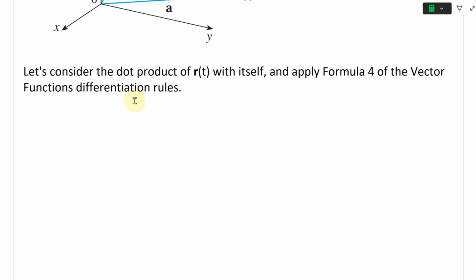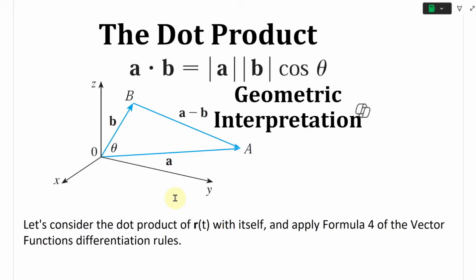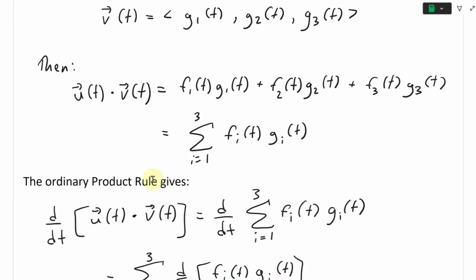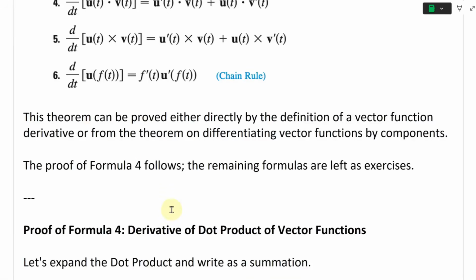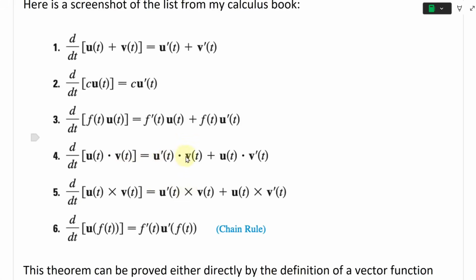All right, let's consider the dot product of the vector function r of t with itself and apply formula 4 of the vector function differentiation rules. Formula 4 is the one we just solved for the dot product. When you take the derivative of a dot product, you can do it as you would with a regular product rule: take the derivative dot product with the function, and then do the other way around.